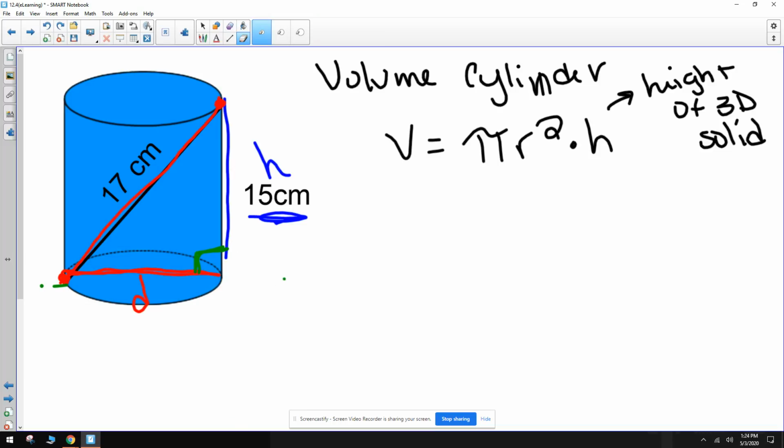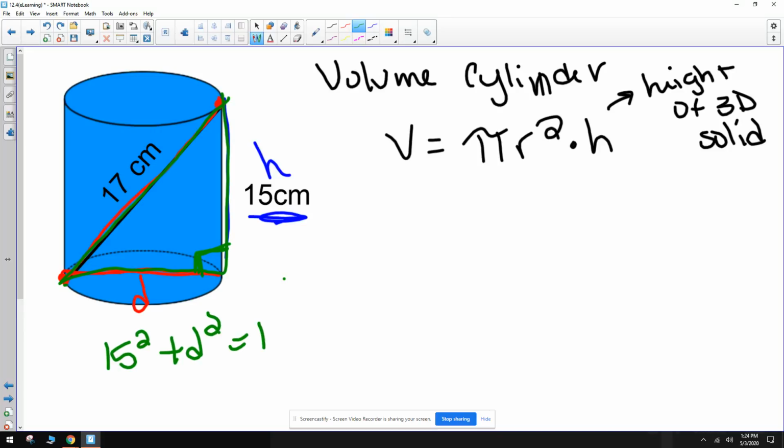So what I just determined is that when I have a diagonal going through my cylinder, this triangle is a right triangle. Again, I have two sides and I'm trying to find a third, so I would use the Pythagorean theorem. I'm going to do 15 squared plus diameter squared equals my hypotenuse squared, and then solve that. My diameter equals 8, which means my radius equals 4.